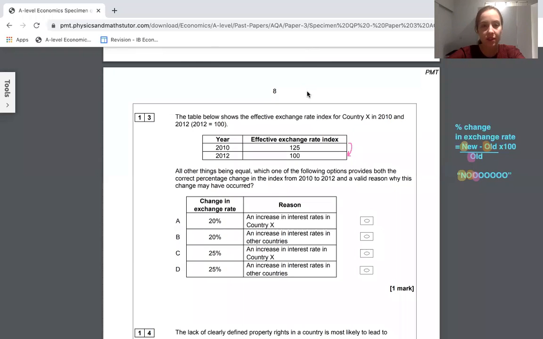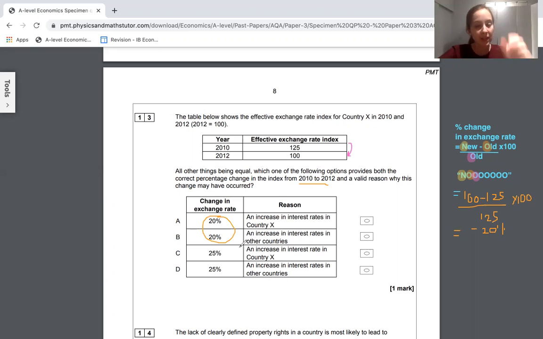So to work out that percentage change, the new value is now 100. We're going from 2010 to 2012. The old one is 125, divided by 125, times that by 100. If you do this, you'll get minus 20%. The exchange rate, they should put a negative, but that's declined by 20%.